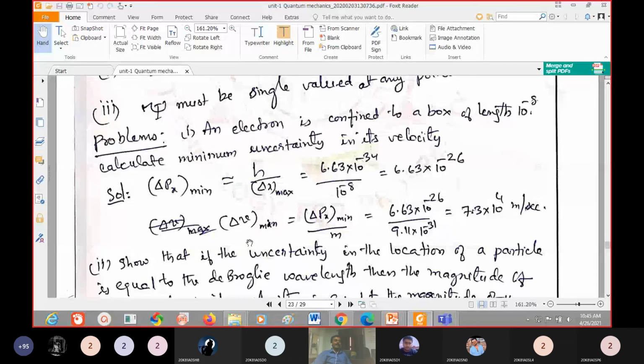That means we cannot calculate the exact velocity of the electron. How much error will take place? Approximately 7.3 into 10 to the power of 4 meter per second. So this much uncertainty will take place. That is the minimum uncertainty for calculating the velocity of the electron.